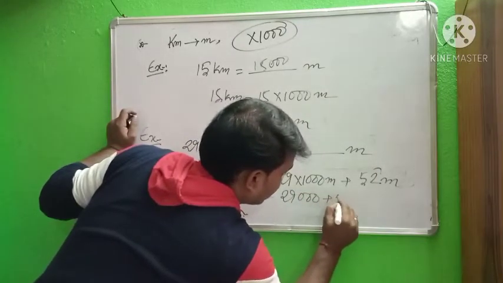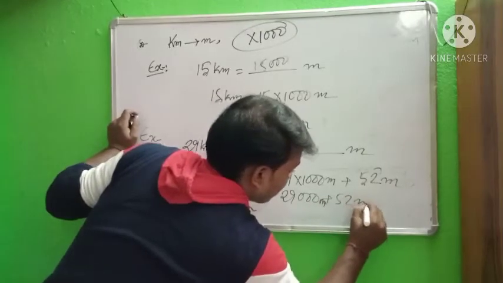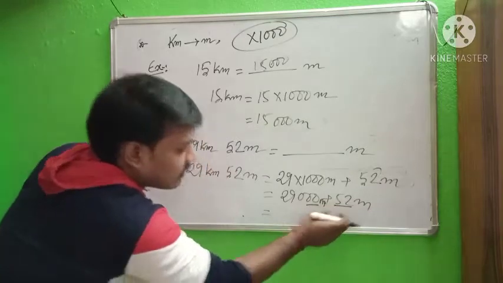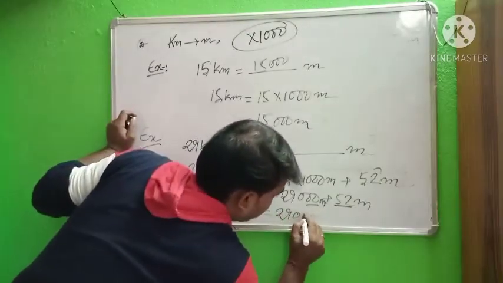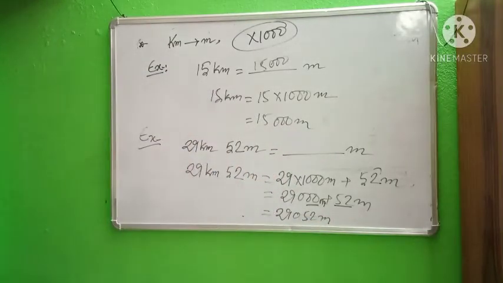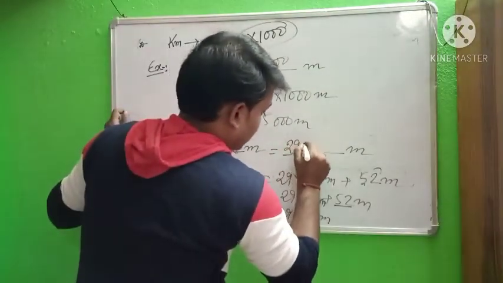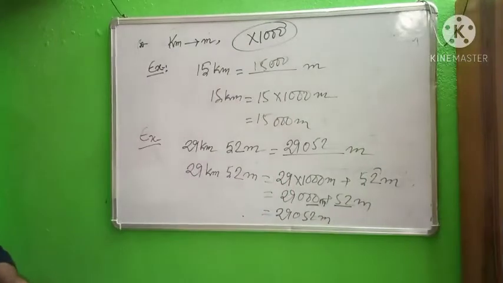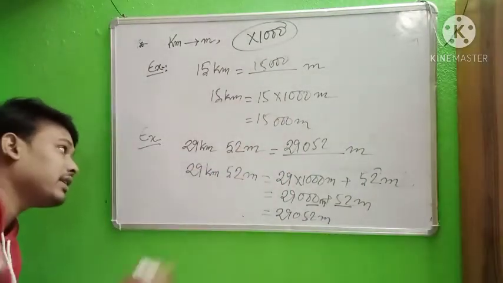So 29000 plus 52 meter. So if we add, what is the answer? So the last two digits, 52 meter. Okay. So what is the answer? 29052 meter. So the answer is 29052.